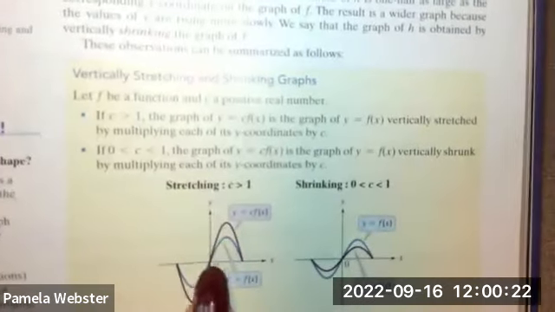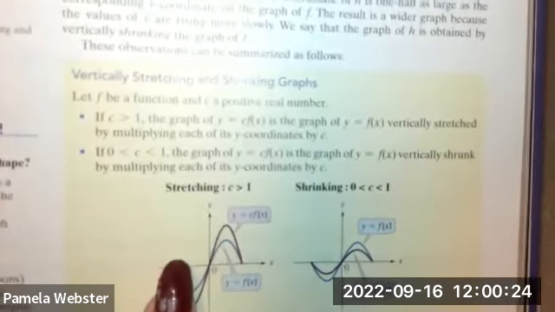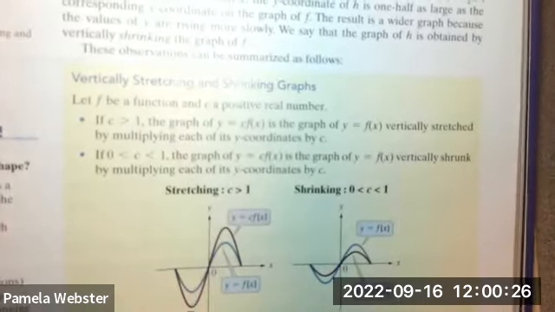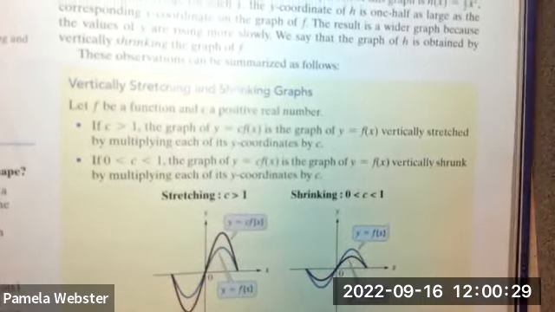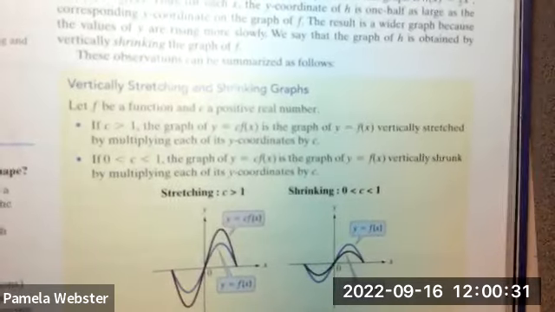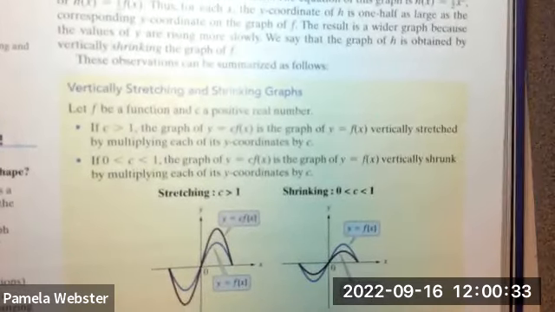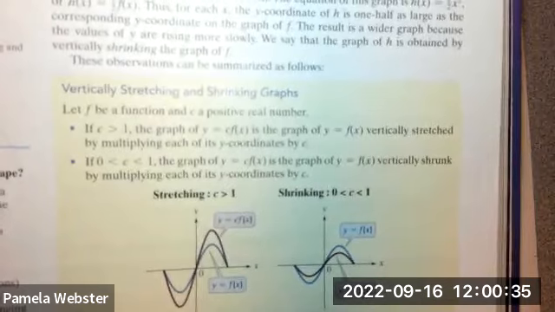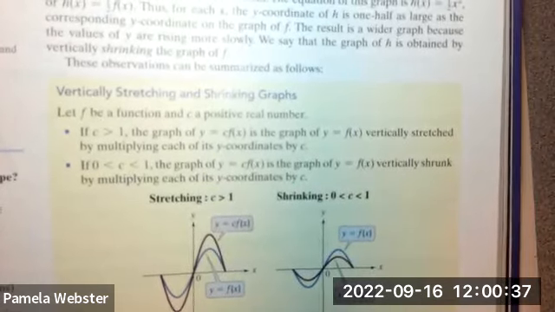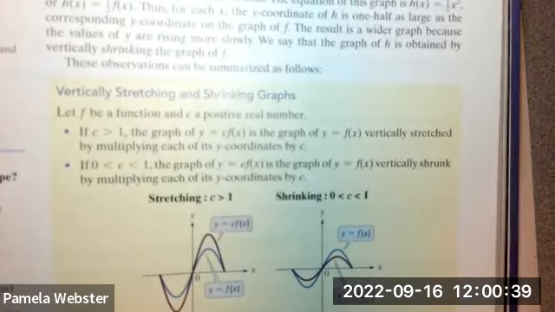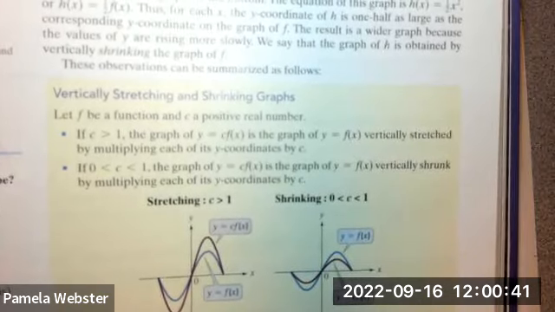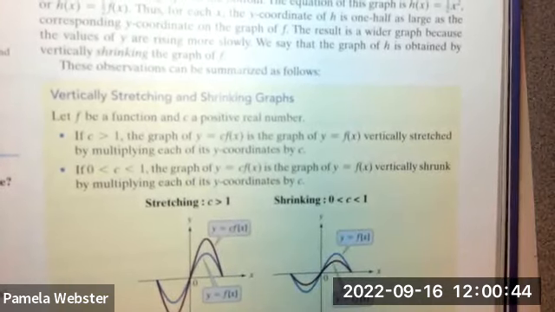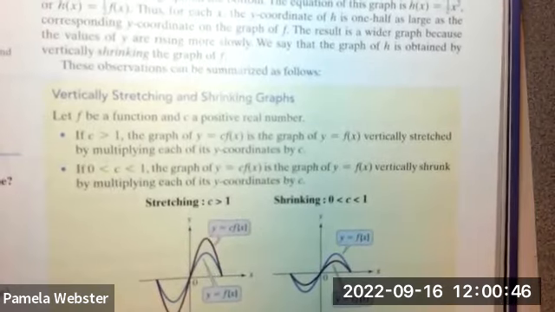Here they have their original graph, the blue, and then the more maroon colored graph. See how it's taller? And it's taller by a factor of however big that c is. So what they're telling you here is, look here. If c is greater than 1, it's going to vertically stretch it. Okay, it's going to make it taller. Vertical, up and down. It's going to stretch it.